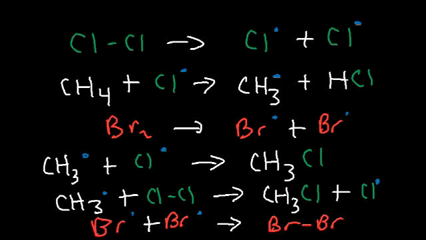So here's a quick way to tell. If you have 2 radicals on the right side, it's initiation. If you have 2 radicals on the left side, it's termination. If you have 1 radical on the left and 1 radical on the right, it's propagation. So the first one is initiation because we have 2 radicals on the right side. The second one is propagation. We have 1 radical on each side. The third one is initiation. The fourth one is termination because we have 2 radicals on the left side. The fifth is propagation, and the last one is termination. So that's how you can quickly tell if a step is initiation, propagation, or termination.